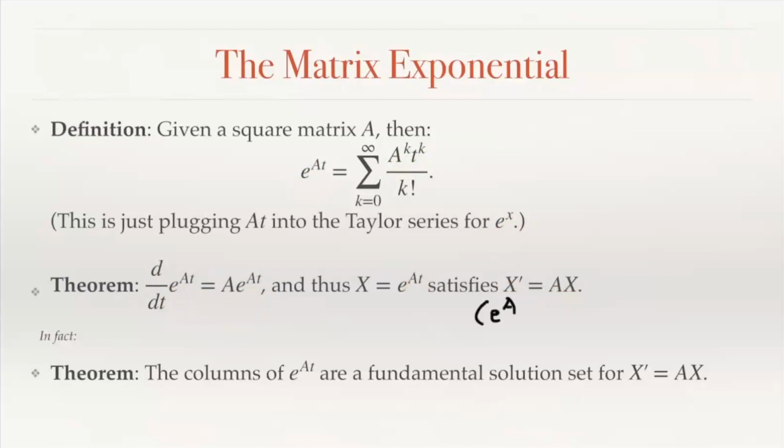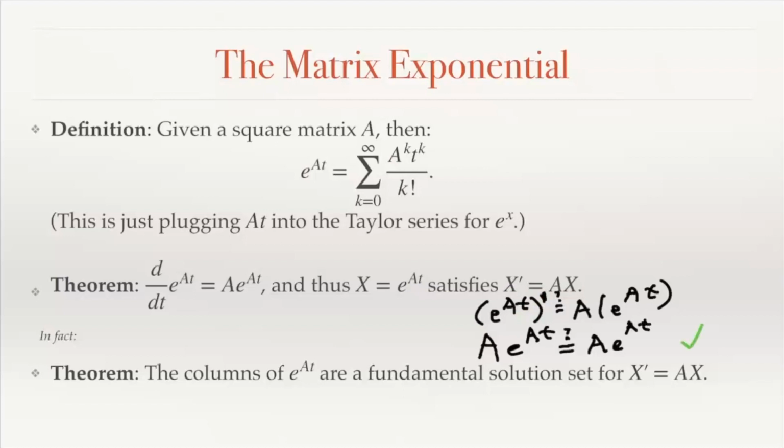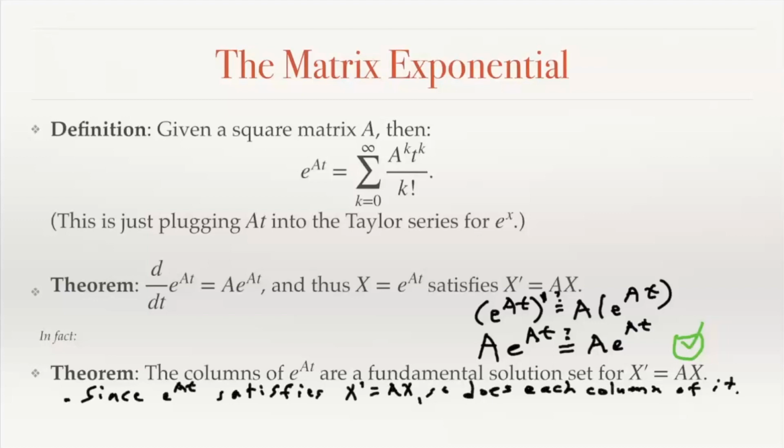Why? Well, e to the at prime, we're asking, is that equal to a times e to the at? Well, the derivative of e to the at, we just pull down the a, that's a times e to the at, and that is indeed equal to a times e to the at. And furthermore, the columns of e to the at are a fundamental solution set where x prime equals ax. This is because since e to the at satisfies x prime equals ax, so does each column of it. So each column of e to the at will also satisfy x prime equals ax. You know, just look at the first column over here. The first column here must be equal to the first column here after the matrix multiplication, since matrix multiplication is defined column-wise. So this implies that each column is a solution.